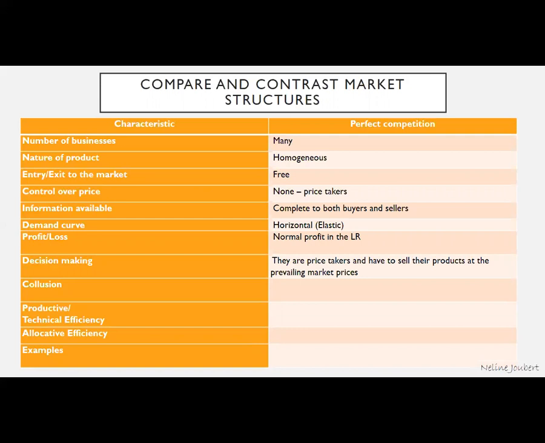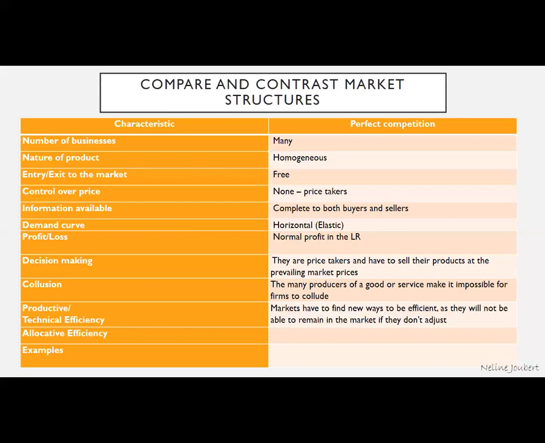The decision making, they are price takers. They have to sell their product at the prevailing market price. They don't make any decisions in this regard. Collusion is not possible for this type of market because there are just too many producers. It is impossible for them to come together and do price fixing.